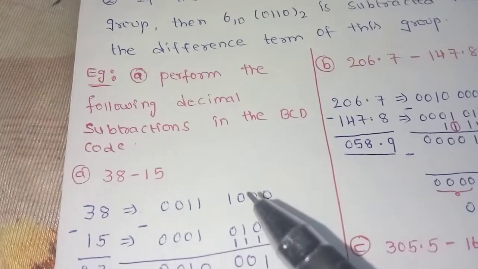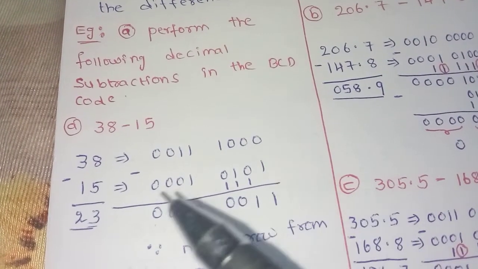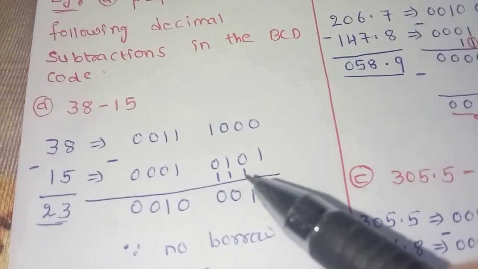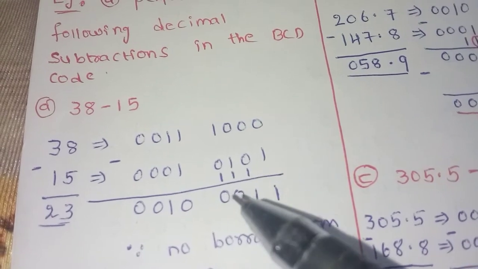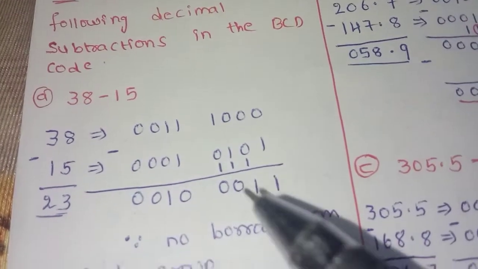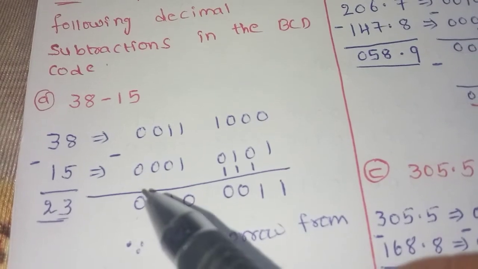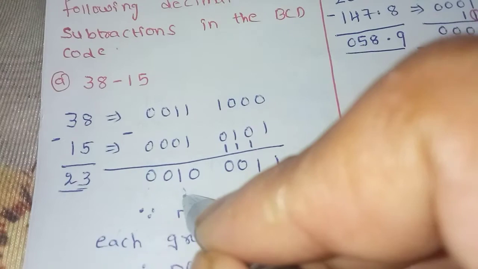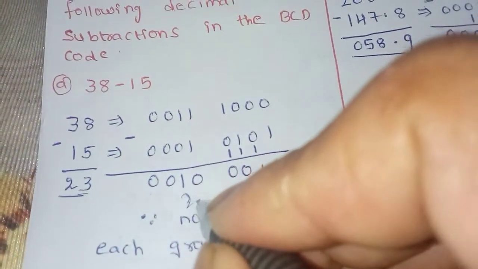Is it clear? Now if you observe 38 minus 15, 38 is expressed in BCD like this, then 15 is represented like this. Now 0 minus 1, difference 1 borrow 1, difference 1 borrow 1, difference 0 borrow 1. Now since there is no borrow, we need not subtract 6 from this. Now 1 minus 1 is 0, 1 minus 0 is 1. Here also there is no borrow, so no correction is required, which is 2, and which is 3. Is it clear? This is 3 and this is 2.